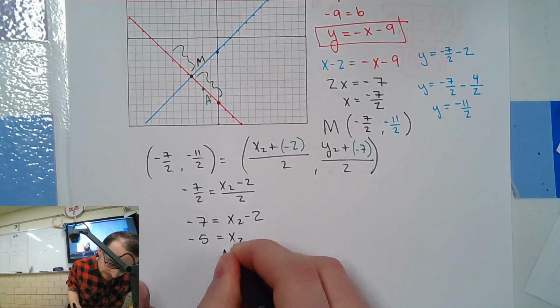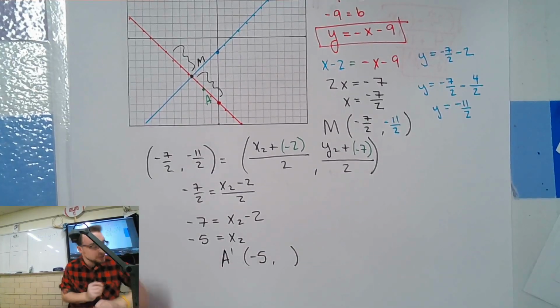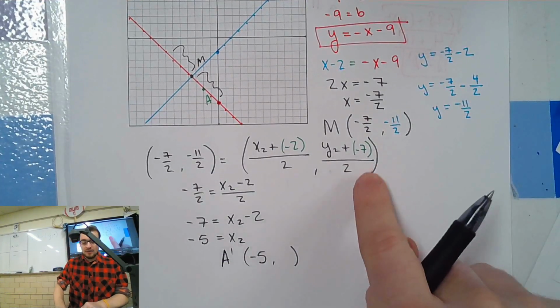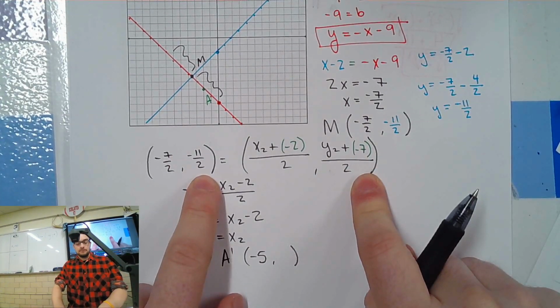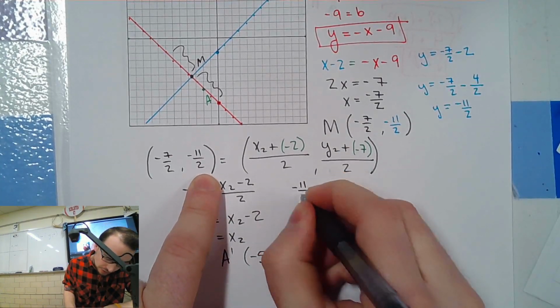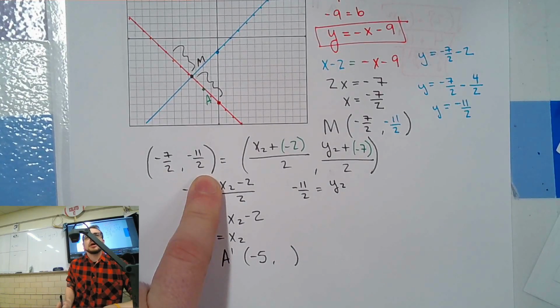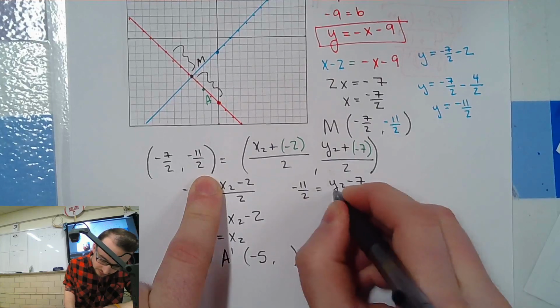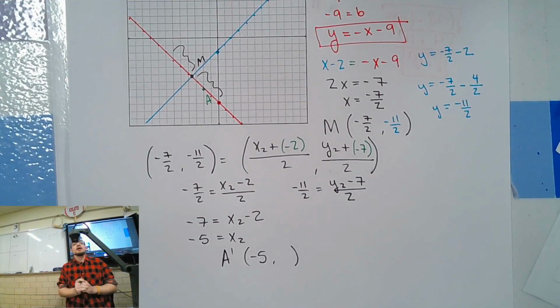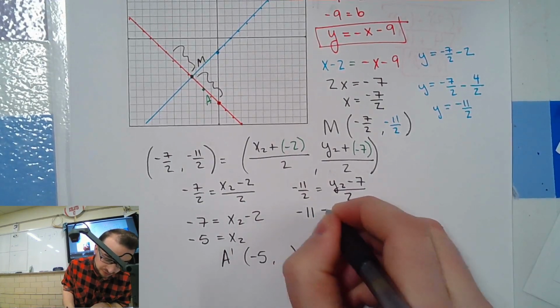So A prime is going to be negative 5 comma something. To find the y value, it's going to be from this side, right? So negative 11 over 2 is going to equal y2 plus a negative 7. I can write that more simply, right? Instead of plus negative 7, what can I write? Minus 7, all over 2. Again, when we multiply by 2 to both sides, our fractions go away because they're both divided by 2, right?